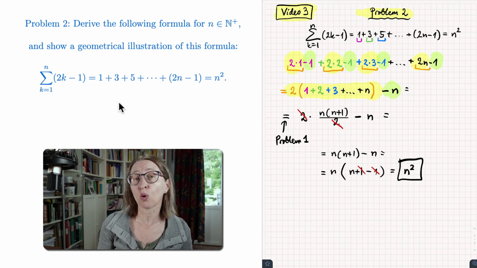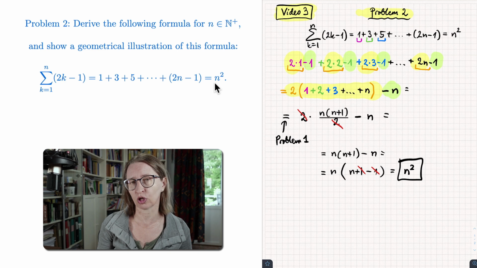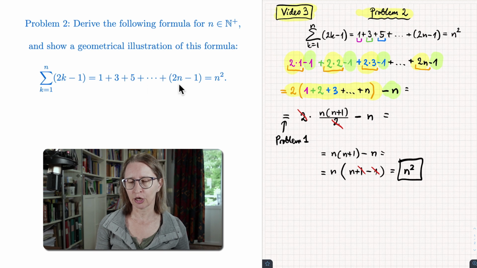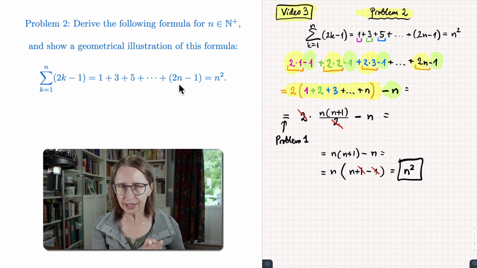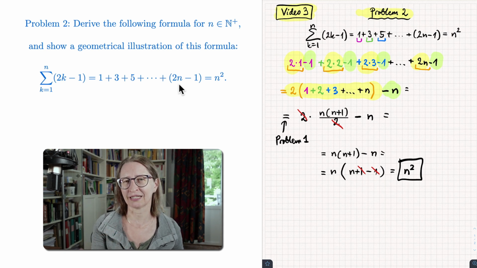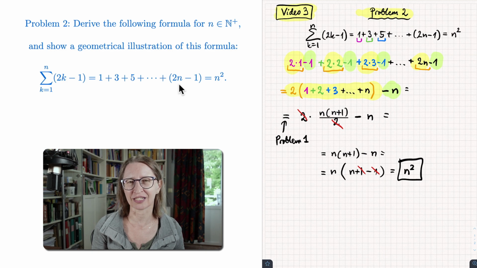By the way, if you want to, you can prove this formula with the help of mathematical induction, if you are familiar with it. If not, you can watch this free course, Proofs by Induction. But okay, now we are done with this part, and I will move to my presentation where I have prepared a geometrical illustration for this formula.